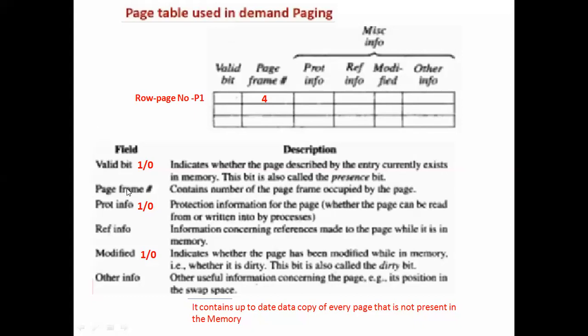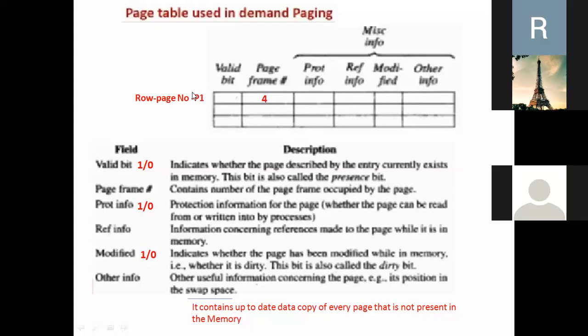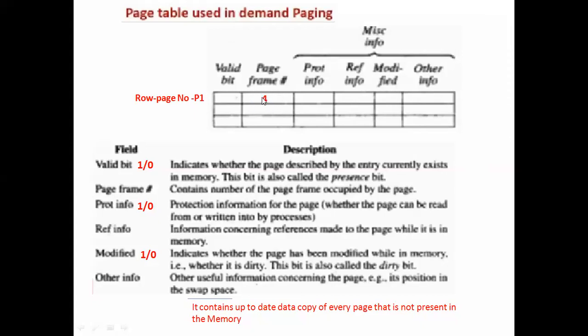The second field is the page frame. This page frame field indicates that this particular page P1 is present in frame 4 in the main memory. Where will the actual pages be stored? In the physical memory, the main memory or the RAM. That frame number is indicated by the page frame field, as shown here. As an example, here I've taken page 1. This page 1 is present in the 4th frame in the main memory, or the RAM, also called physical memory.